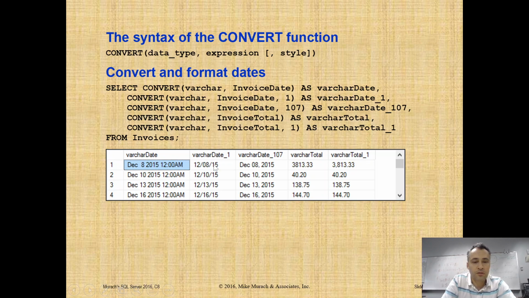So this is now a string, and this is the default format for it. We can also convert using style 1, and that's how it looks. The varchar date is right here, so this is how it converts by default. This is how it converts with style 1, and this is how it converts with style 107.